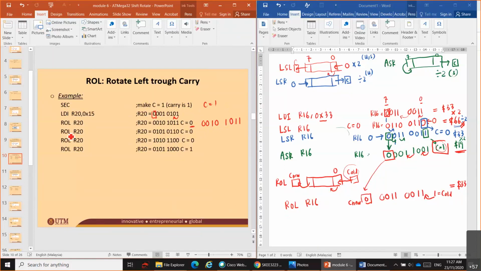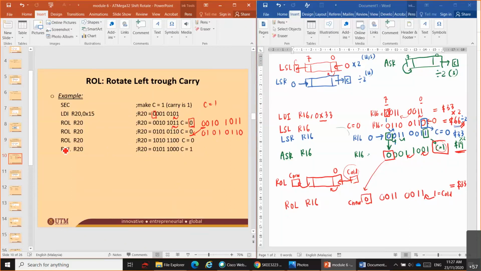Okay, next you do the ROL again. What happened is, the 0 from the C, from the previous carry, will go to your bit 0, and then all of these bits will be shifted to the left by 1 bit. So the new value of R20 is 1, 1, 0, 1, 0, 1, 0. What about this 0? This 0 will become your new C.